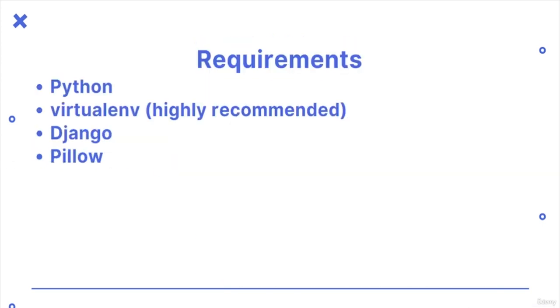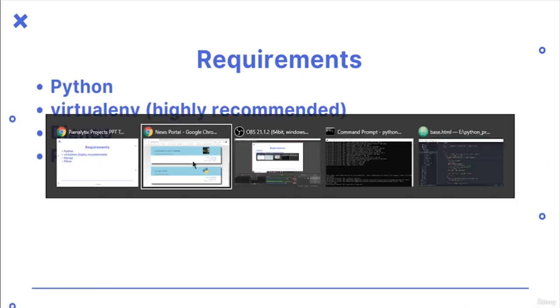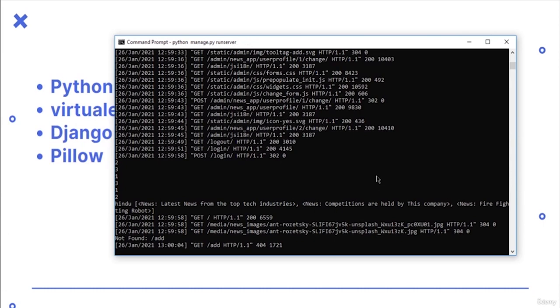Okay, so in order to get started, we need Python, and virtual environment is highly recommended. It helps to manage all the packages efficiently. And then we will just start with Django and Pillow. And we also need Django crispy forms. Pip install Django crispy forms. Those are all we'll be using.